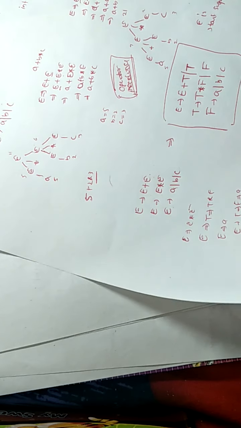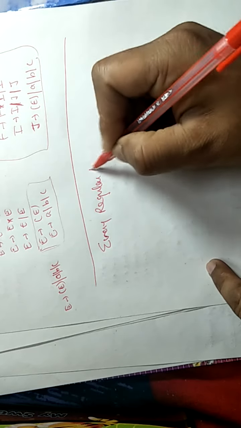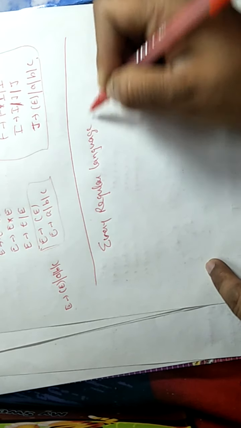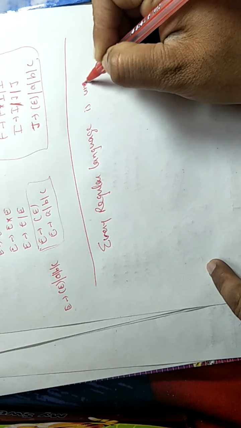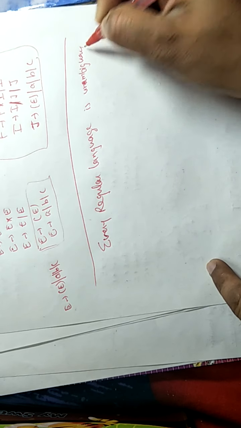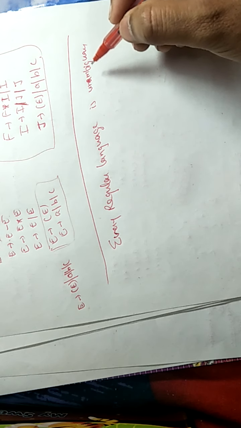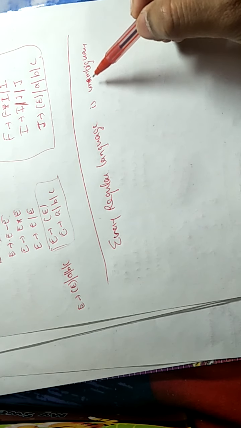Most of the time we get the same grammar, either this or the previous one, in examinations from this topic. Here one important thing I have to say, that every regular language is unambiguous. It means that for every regular language there exists an unambiguous context free grammar. There may be some ambiguous ones, but there will be at least one unambiguous grammar for every regular language.